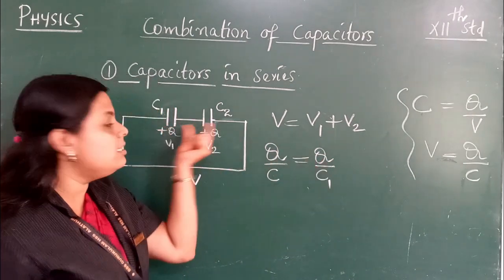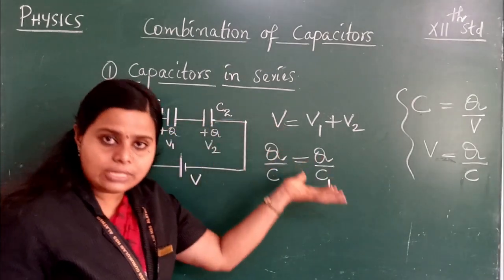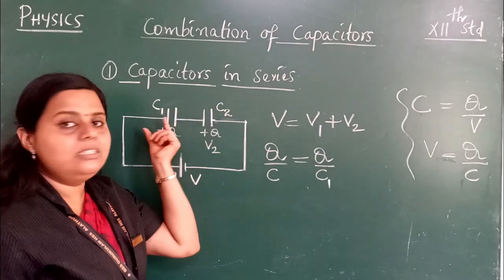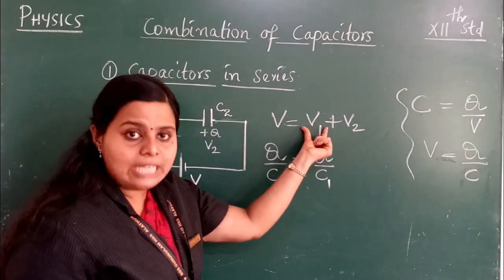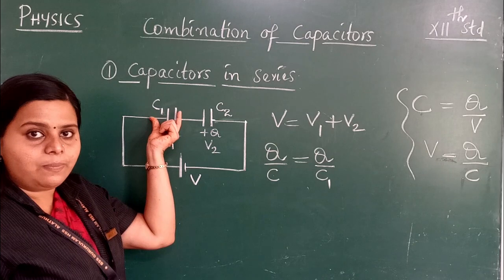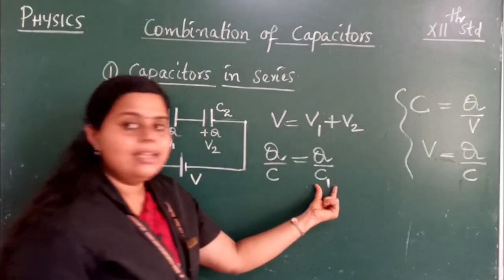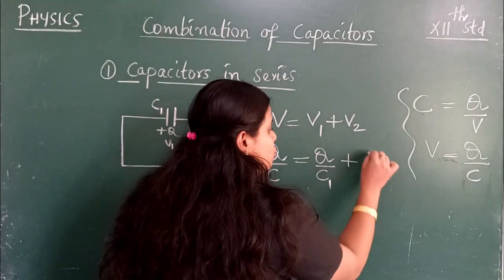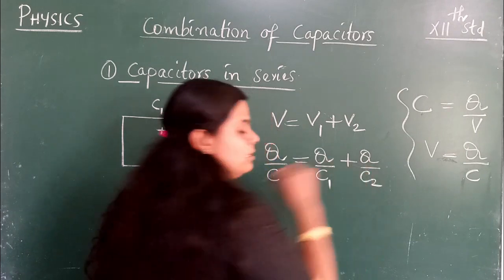Here the charges are the same, that is why we do not write Q1 and Q2 separately. But the capacitances are different. So the potential difference across the first capacitor plates is Q by C1. And what is V2? Yes, Q by C2.